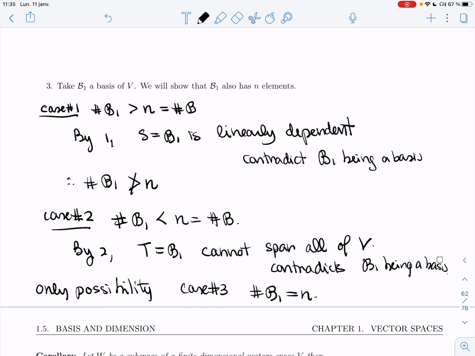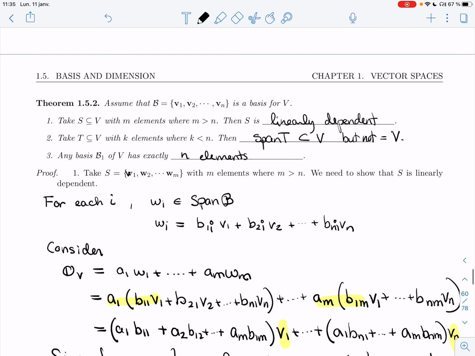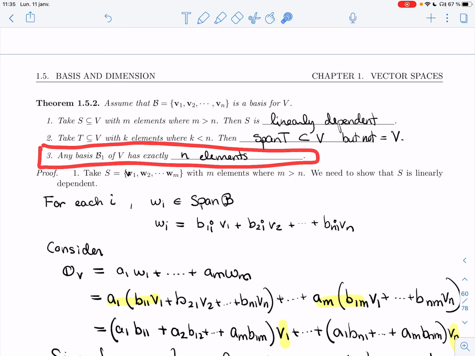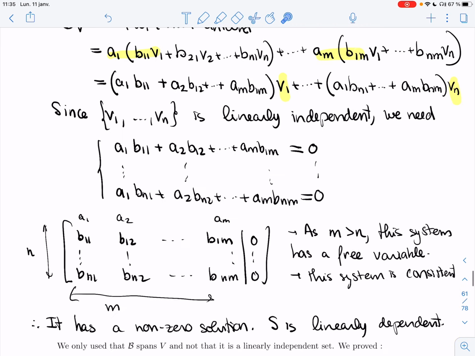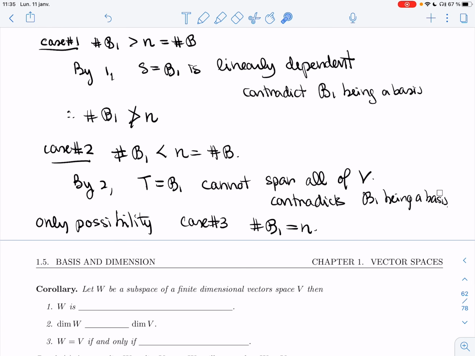All right, so at this point, we've proven that any basis has exactly the same number of elements. And so that means the dimension makes sense. That means the definition that we had for dimension in terms of number of elements in any basis, that makes sense.